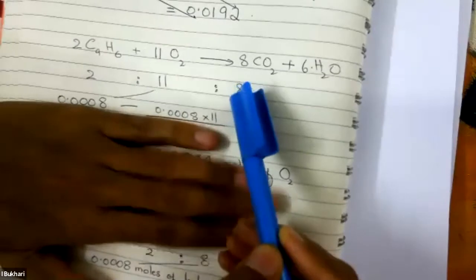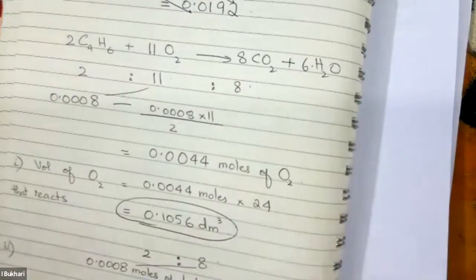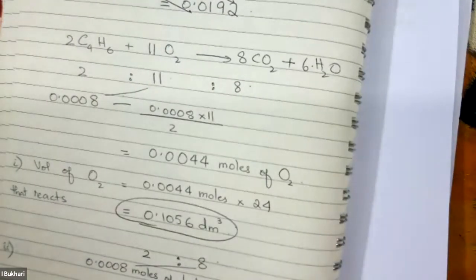So how will we calculate that? So we know the ratio is 2:11. You can see my camera, right? Yes, miss. Okay.